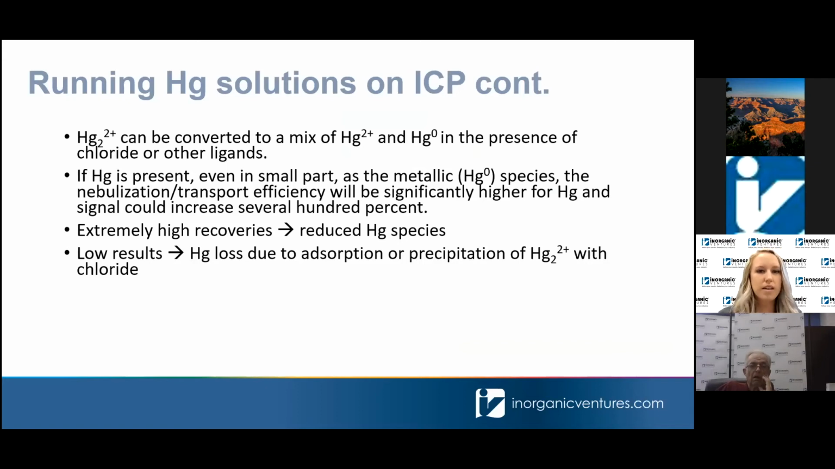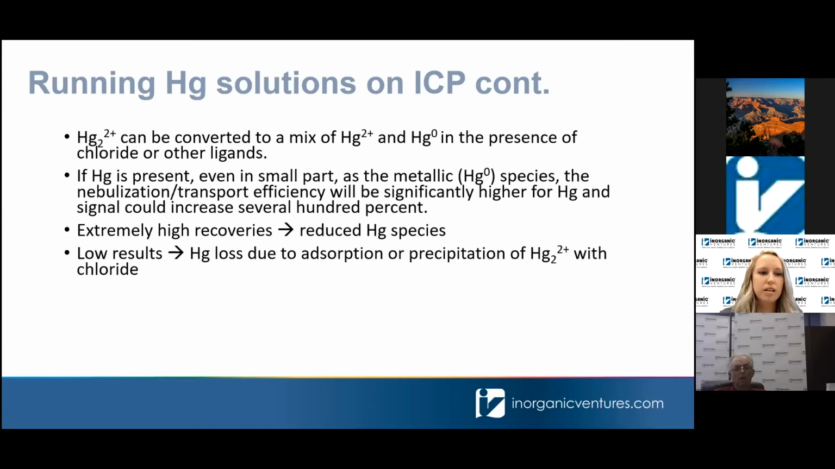So again, one of the issues for mercury is if you do have that dimer and it disproportionates into the mercury 2+ and metallic mercury, you're going to get really high results. Even just a small amount of the metallic species is going to have a really high transport efficiency due to the volatility, and it's going to flood your plasma, and you're going to get really high results, could be up to several 100% recovery. So if you are seeing these really high results, you can generally attribute that to the reduced mercury species.